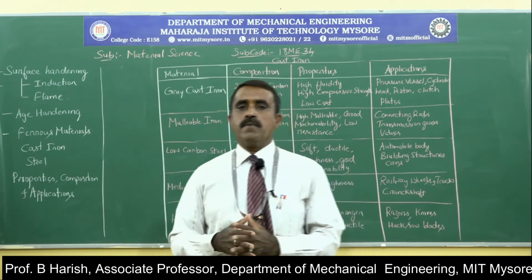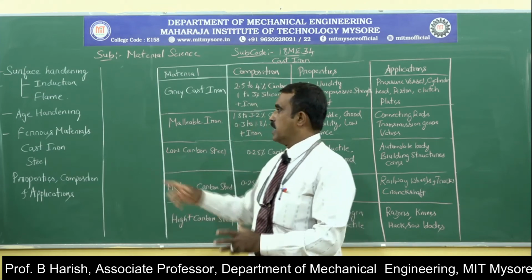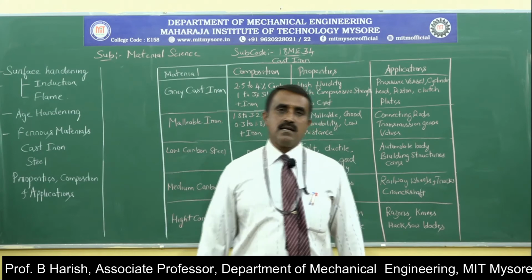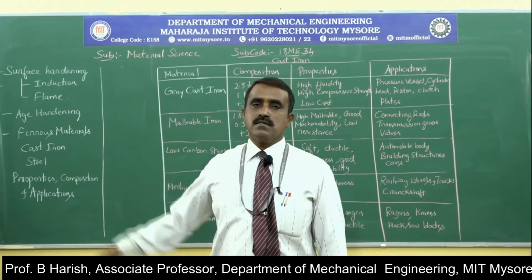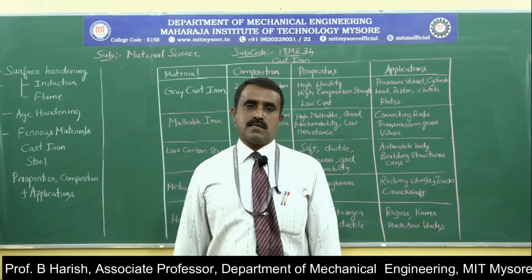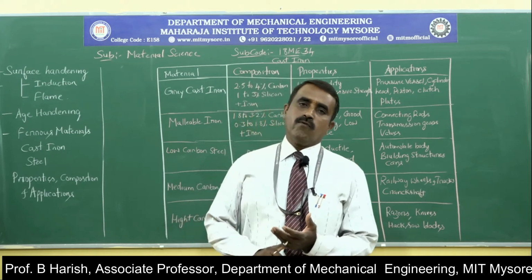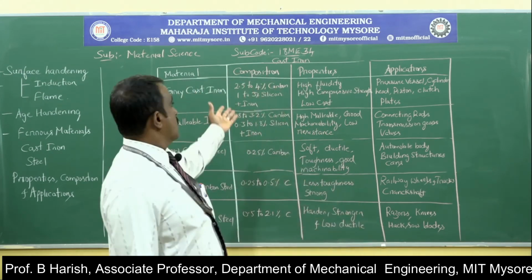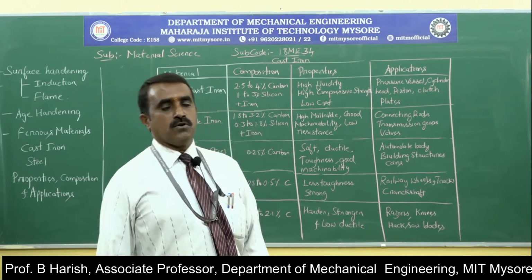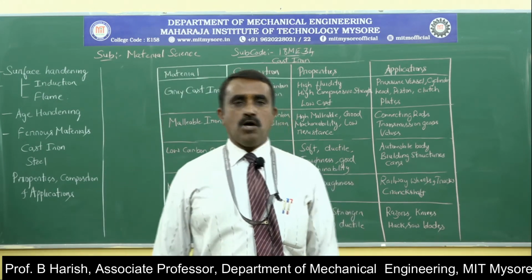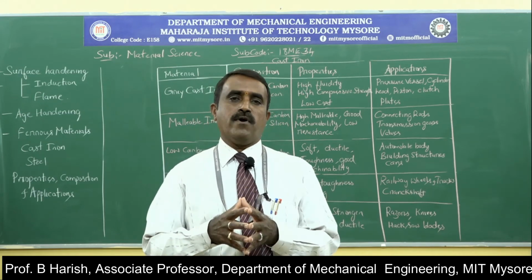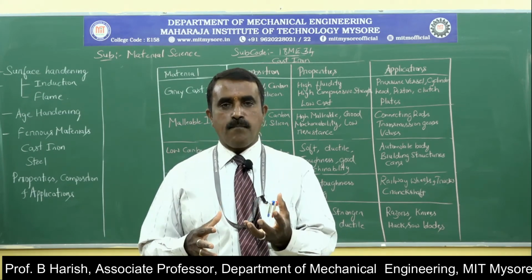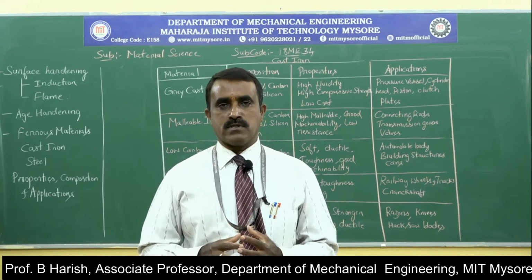Here we will be discussing ferrous metals. In that we will be discussing 2 types: cast iron and types of cast iron, steel and types of steel. Under each category we will be discussing its properties, applications, and composition. What is composition? Composition is nothing but what it is made up of. That chemical makeup is called composition.